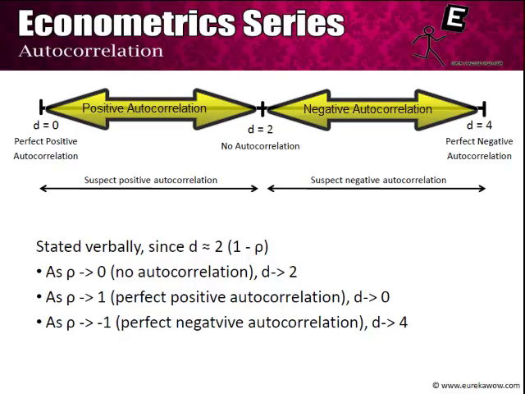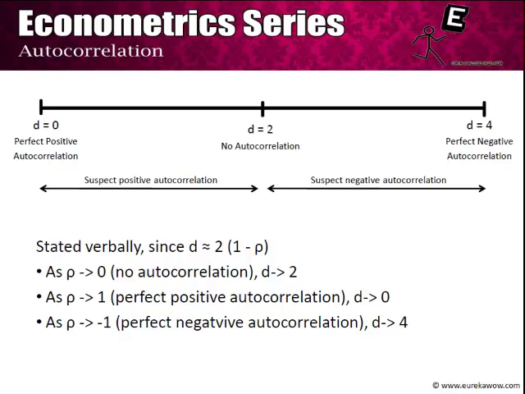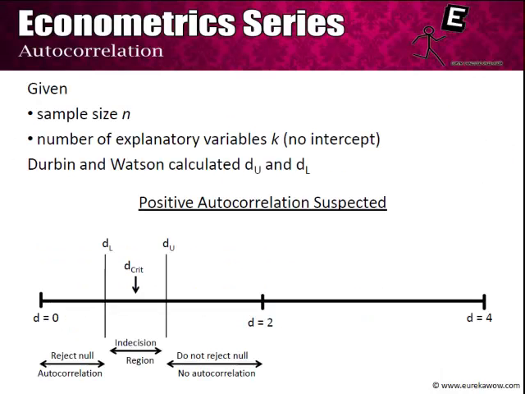Now how we actually carry out the formal test is as follows. Given the sample size n and the number of explanatory variables k, which does not include the intercept, Durbin and Watson calculated du and dl. We will first find out what these du and dl are referring to. As we have seen for all the tests such as a t-test or a normal test, there is a critical limit beyond which we would say that the null hypothesis is rejected, and within which we would say that the null hypothesis is not rejected.